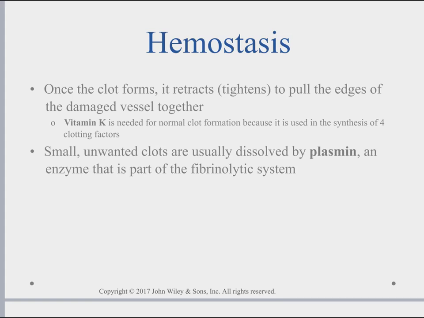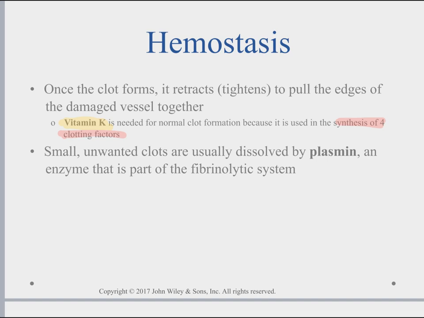So continuing with hemostasis, we have to talk about what happens once the clot forms. So the clot is going to retract, it's going to tighten, which pulls the edges of the damaged blood vessel together. Now here's an important note. Vitamin K is a real important substance that is needed for normal clot formation. And the reason why it's so important is because it's used to synthesize 4 of our major clotting factors.